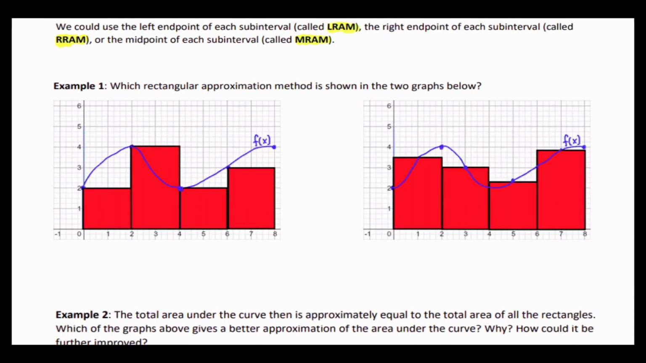So, for example number 1, the first one to the left. Look at the function. The function is in blue. I know it's not blue on yours, but it's blue on mine. Where does the blue touch the rectangles? Where is the blue always touching the rectangles? Corner, right? Which corner, more specifically? The top left, right? Top left corner of every single rectangle is touching. This is an example of LRAM, or left rectangular approximation method. Okay? When the top left corners of the rectangles touch the function.